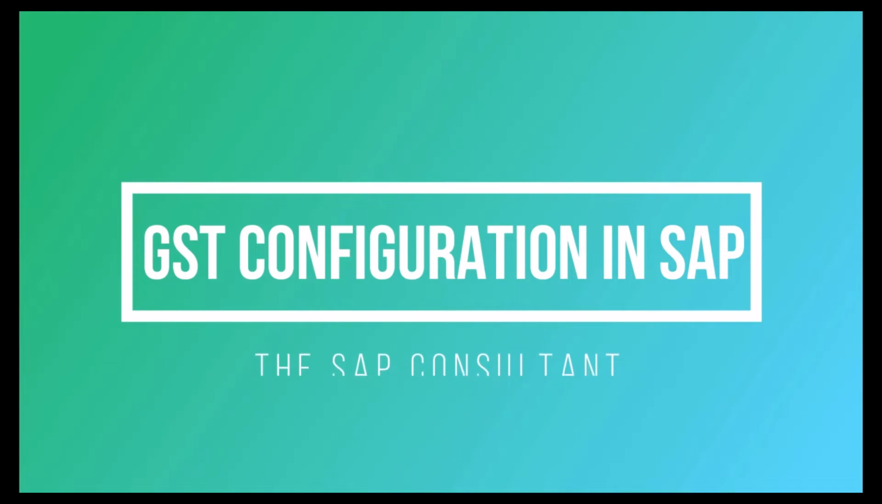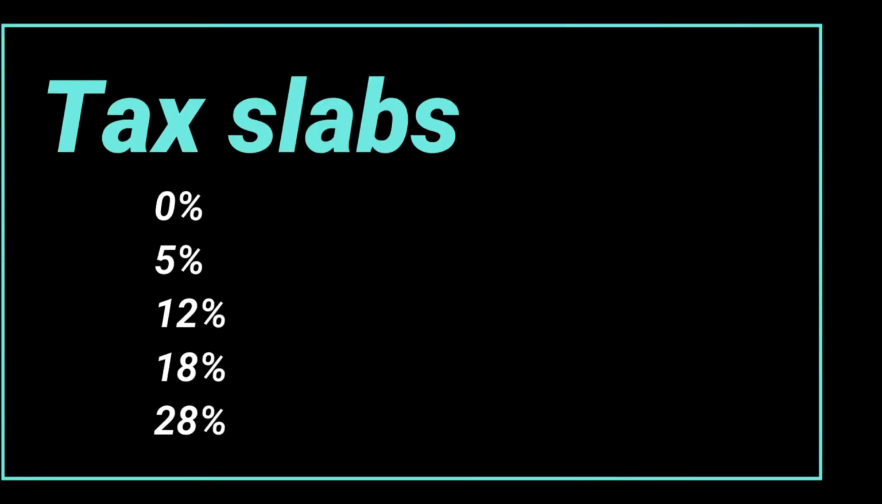Today in this video, let us learn about GST functionality and configuration along with a business transaction. Before jumping into the GST configuration, we need to know what GST is. GST is a tax that is levied on goods and services. It has different tax slabs according to the type of materials. They are 0%, 5%, 12%, 18% and 28%.